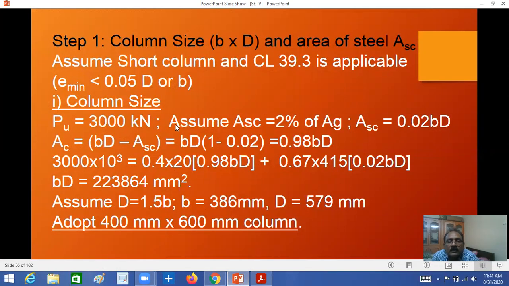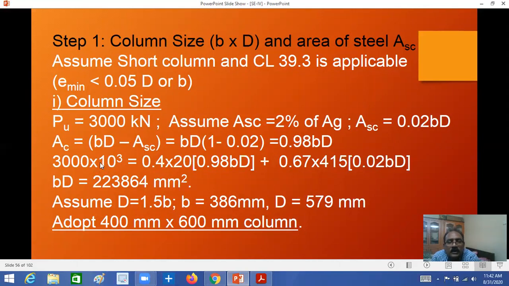Now, we can assume the steel percentage; the minimum ratio is 0.8% to 4%. So assume the area of compression steel is 2% of Ag, the total cross-sectional area. So Asc is 0.02 BD. The assumption is important because the limit state method is an optimistic method. Now the area of concrete equals BD minus Asc, that is BD minus 0.02 BD, which equals 0.98 BD.